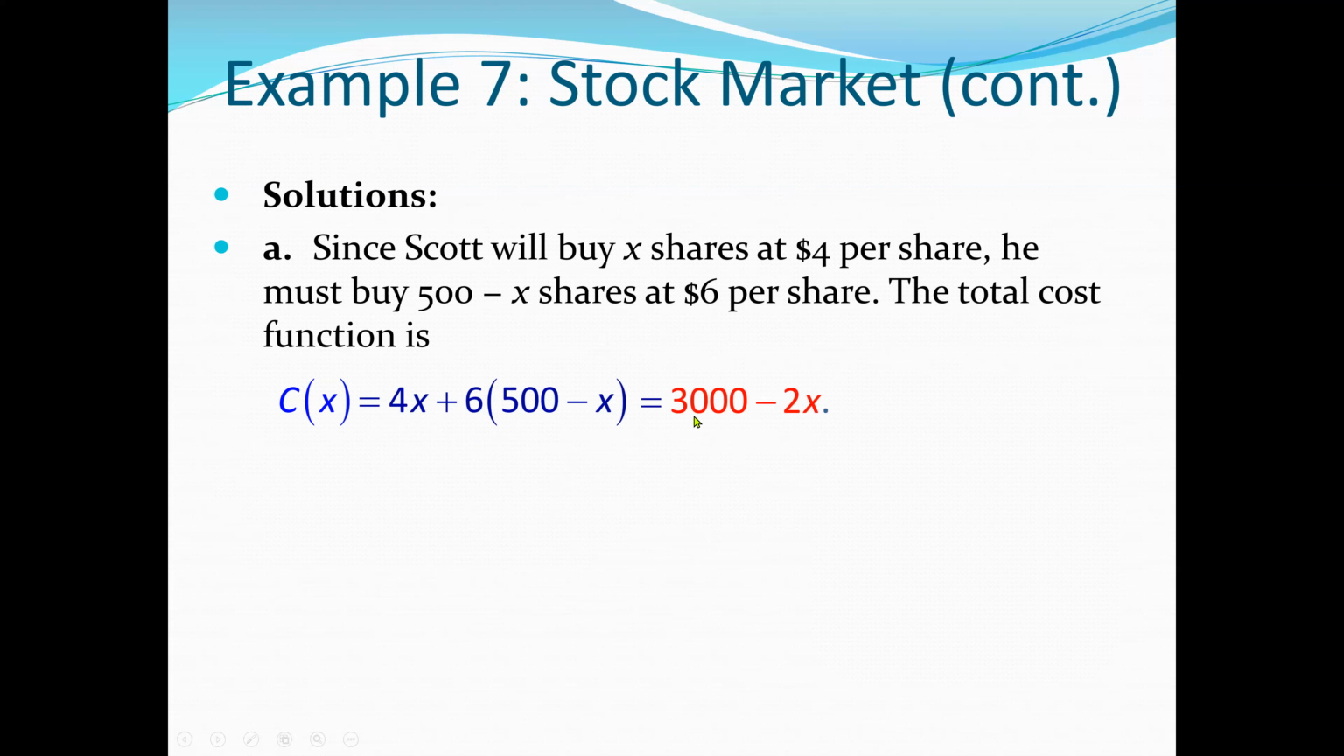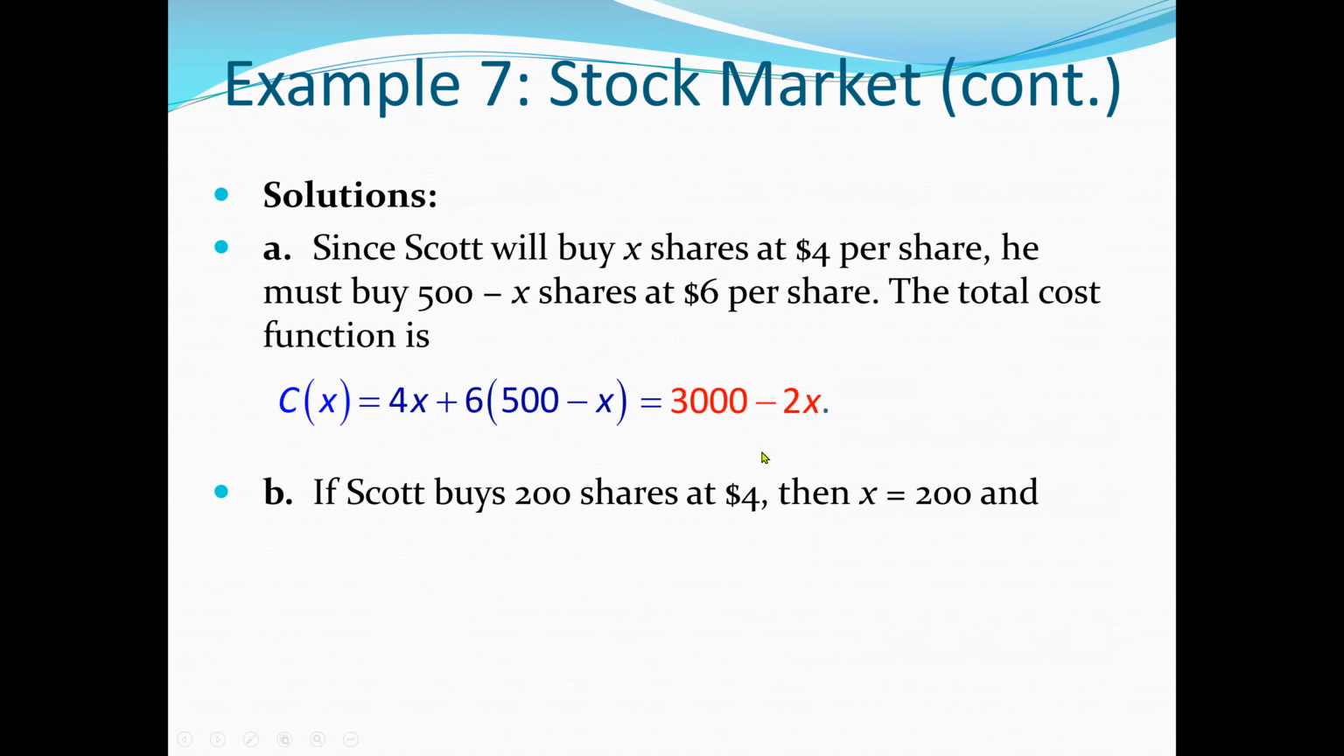So here we get 3,000 minus 2x when we solve the expression. We get 3,000 minus 6x. So minus 6x plus 4x will be minus 2x. But part B now said, if Scott buys 200 shares at $4, then X equals 200. And we have 3,000 minus 2 times 200.